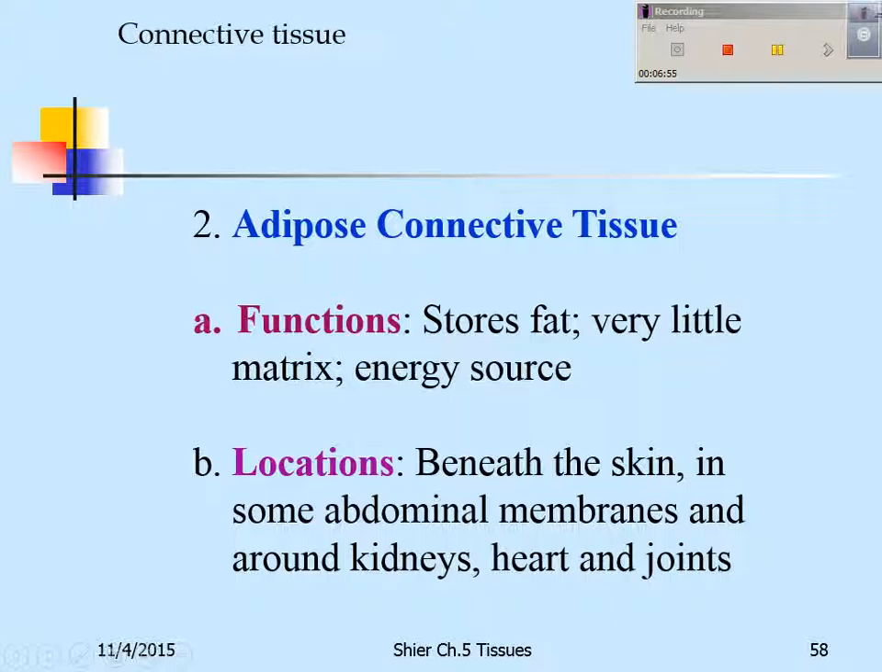So go ahead, take a minute, talk to a person next to you. If you're done taking your notes, talk to them about why we would find fat or adipose tissue around these different regions. Okay, go, take a minute.